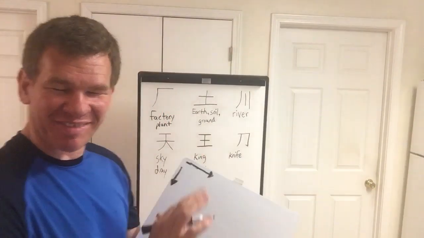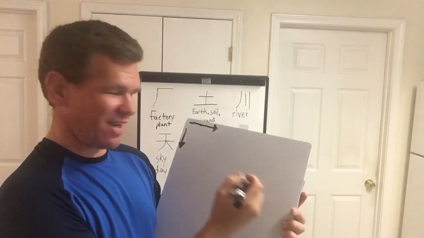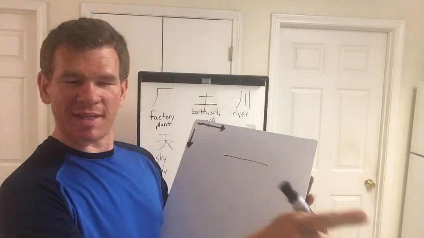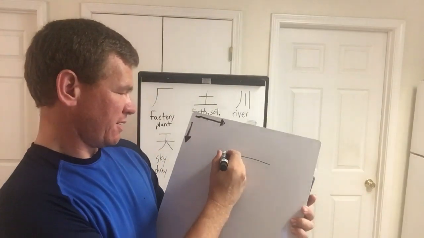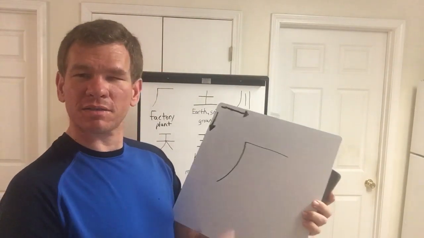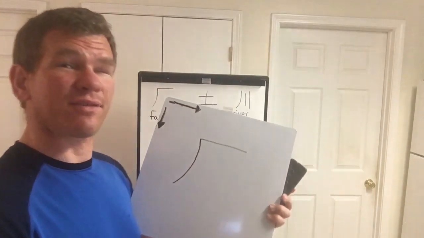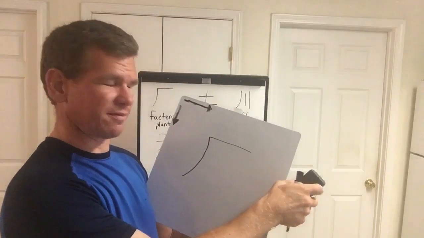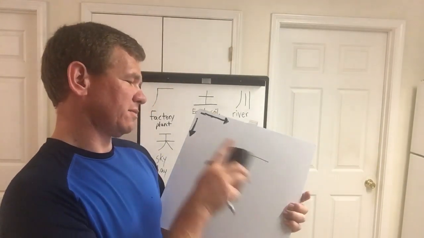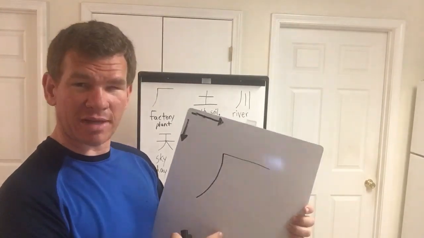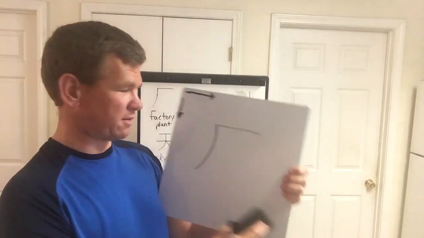Alright, factory, very easy. Left to right, so we're gonna start on the top. Just one straight line to the right. And then a hook, a stroke that goes down and it hooks to the left on the left side. So left to right, top to bottom. There you go. 2 strokes. Factory or plant.